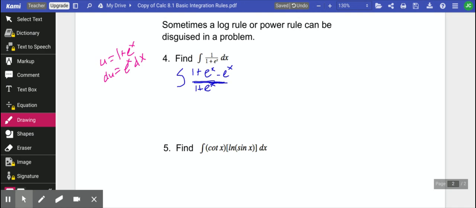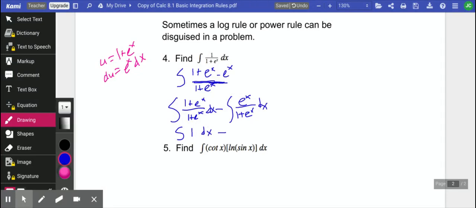But what I am going to do now that I've done this is I'm going to split this into 2 separate fractions. I'm going to make this 1 plus e to the x minus e to the x, like that. Okay, see how I just split that up? Denominator is going to stay the same. And we're going to do that as 2 separate integrals. Now, super cool thing about this first one, notice those just cancel. This is just 1 dx.